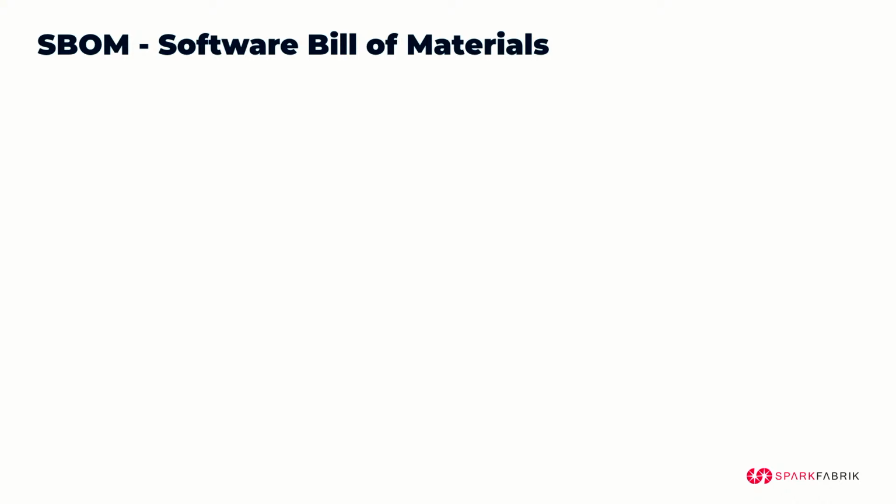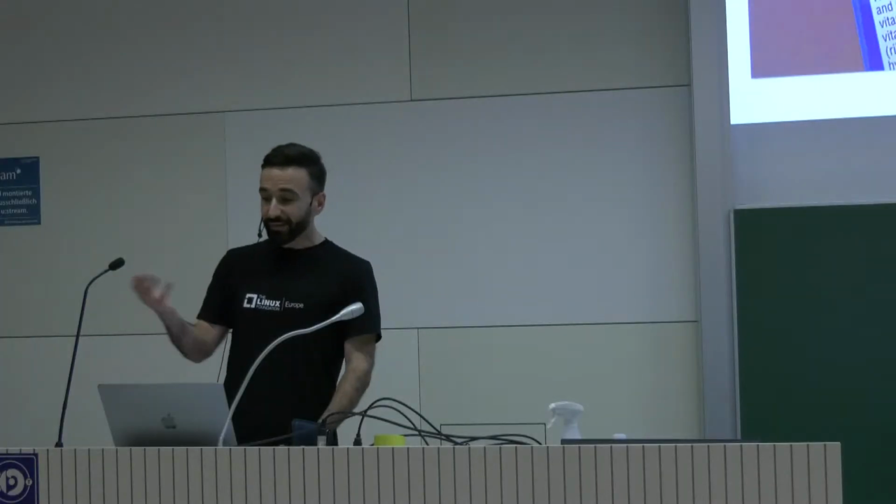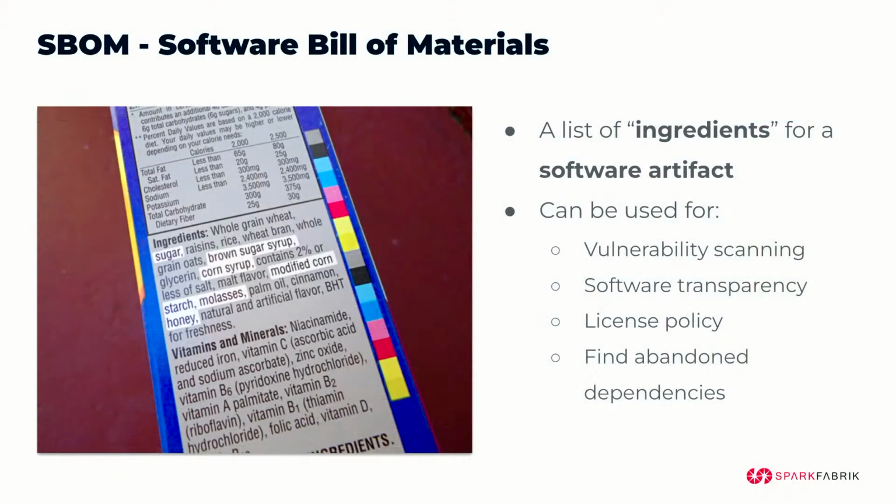The other key element in the supply chain is the software bill of materials, known as SBOM. They represent the list of ingredients that made the artifact, basically. You can use it to do things like vulnerability scanning, license policy, finding abandoned dependencies, and so on and so forth.